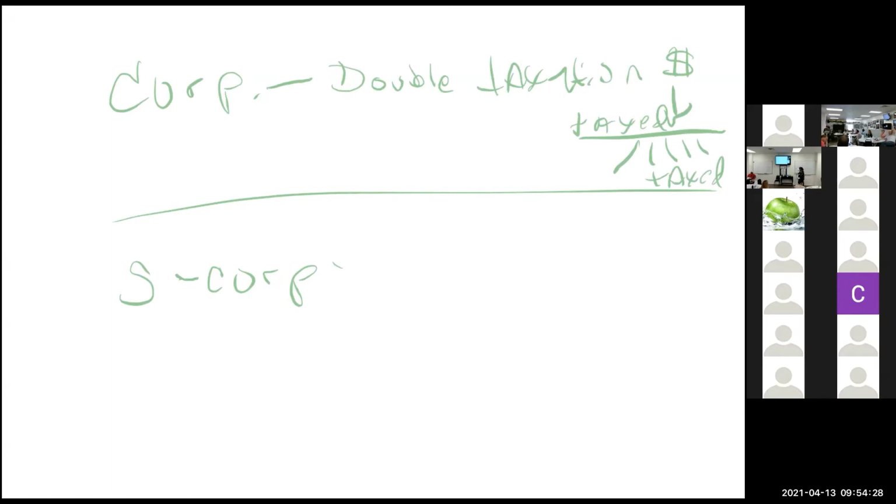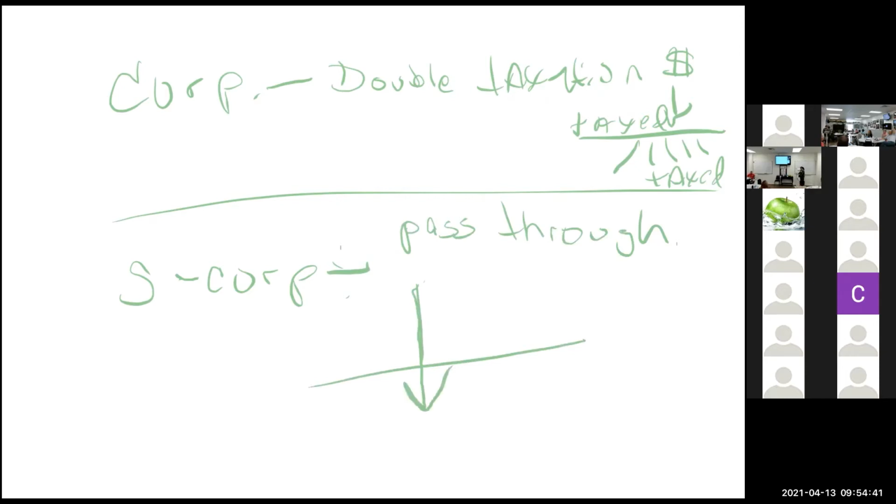Then you have an S corp, which they call a pass-through. This is how it works. Money comes into the bottom line, passes through, goes out to the shareholders, and it's only taxed at that one level. S corporations are small. Think small, use that S. Small companies, up to 100 shareholders.